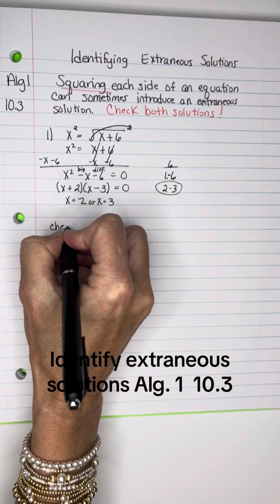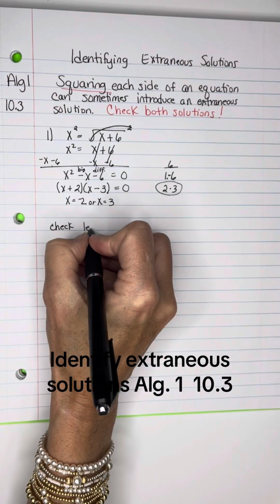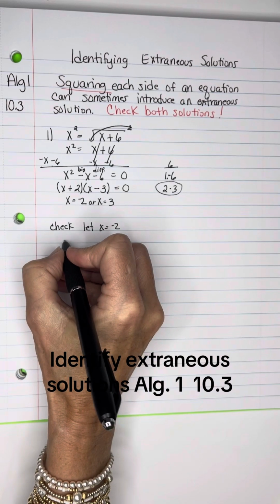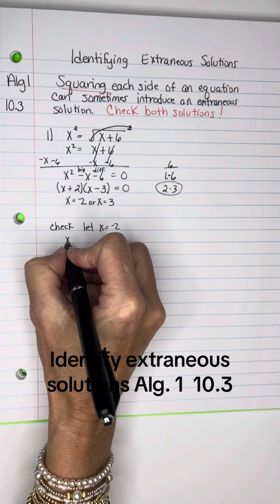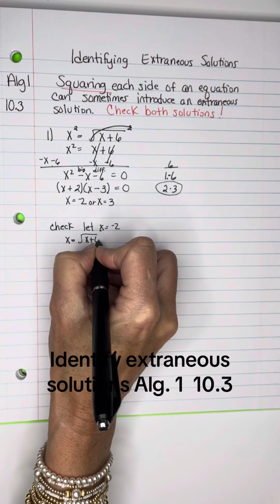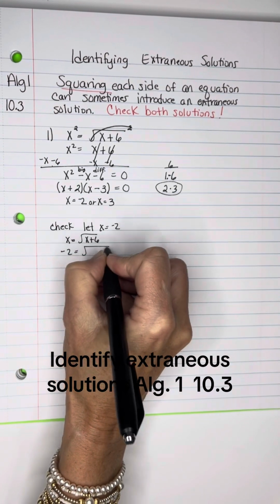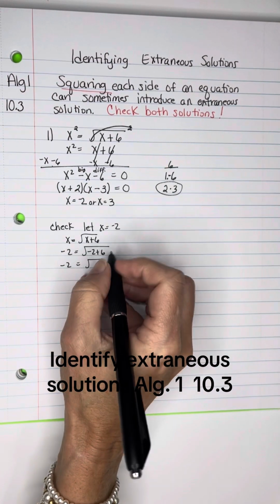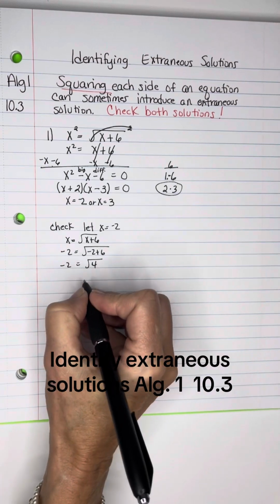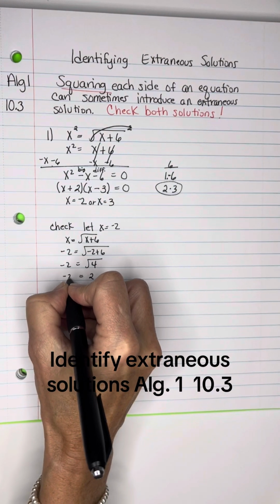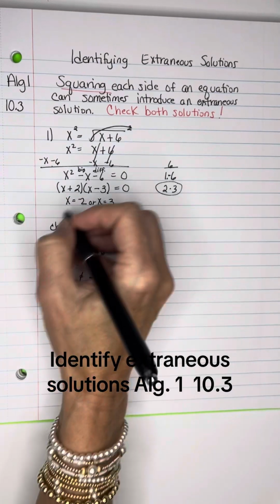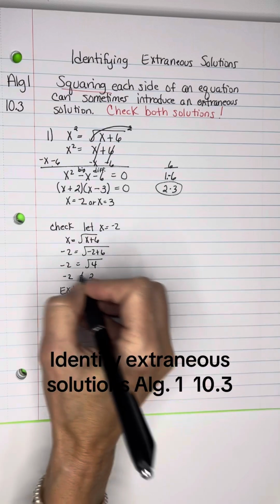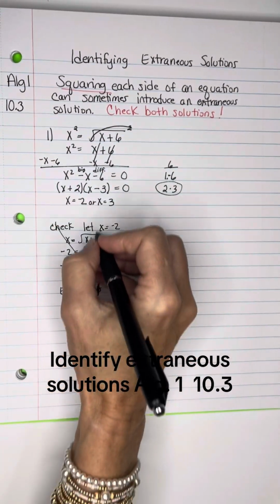So let's check and let x equal negative 2. Let's plug that in. The original problem was x equals the square root of x plus 6. So does negative 2 equal the square root of negative 2 plus 6, which is 4? The square root of 4 is 2. So guess what? That one did not work. This is an extraneous solution. So that's false, okay? I can't use this one.